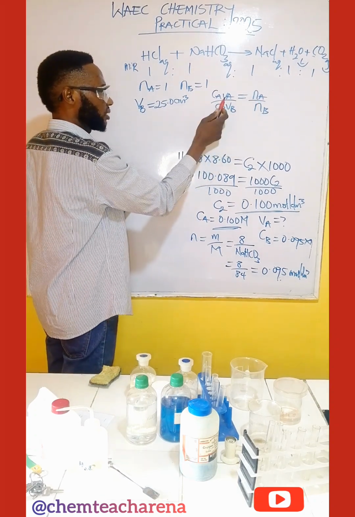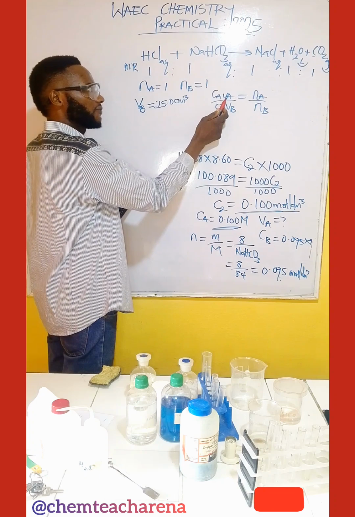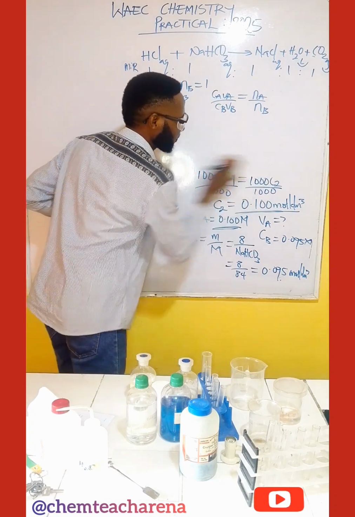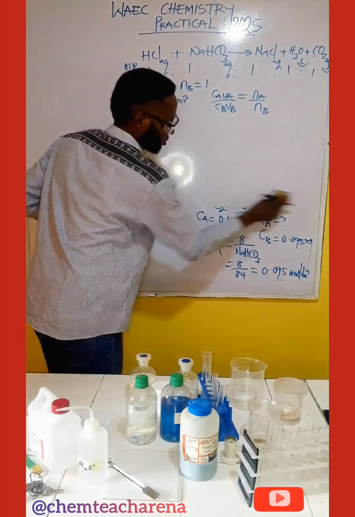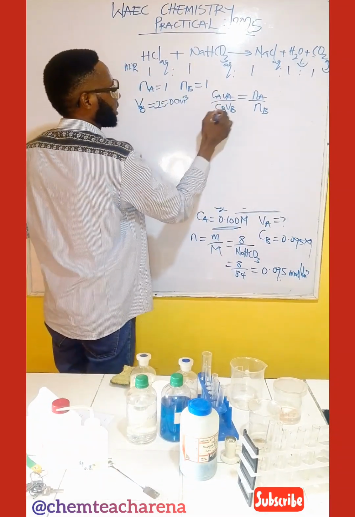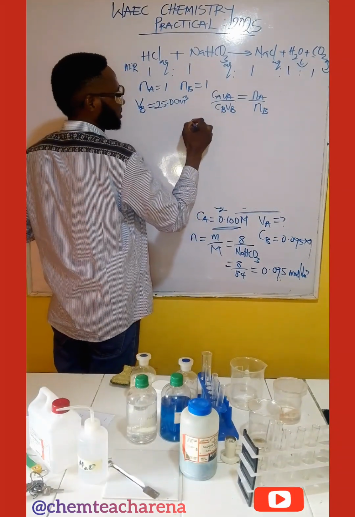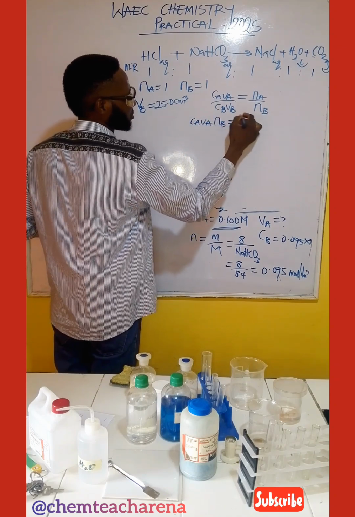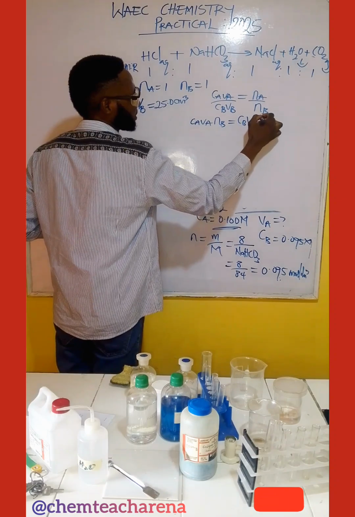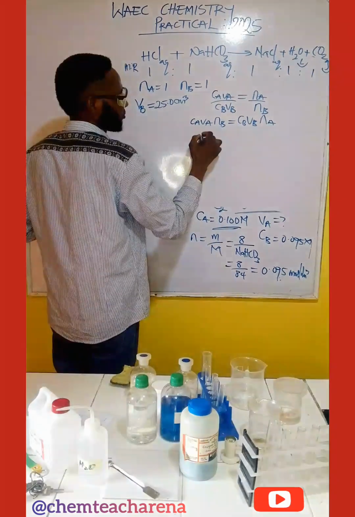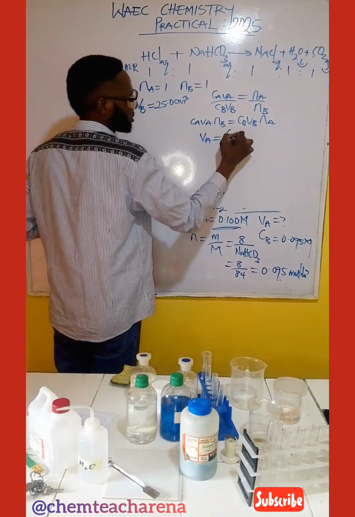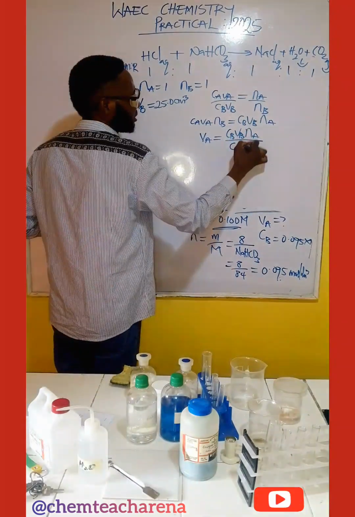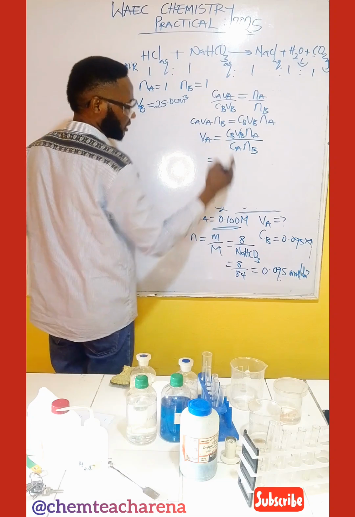So if you check now, you see that I have this, I have this, I have this. So I'm going to substitute to get this. I have to make this the subject of the formula. Then I can just cross multiply by saying CaVa times Nb equals CbVb times Na. So I'm making this a formula. Va is equal to CbVbNa all over CaNb.